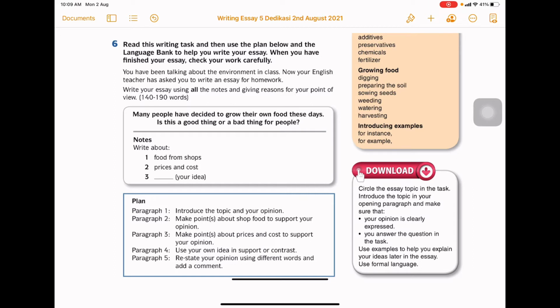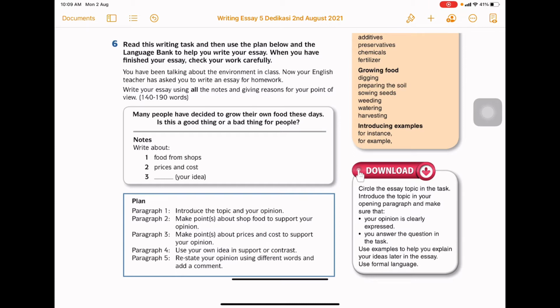Take note that this is an example of a question that you can find in your SPM Paper 2 later on, question 2, which means this is a guided writing. It is the next question that you have to write after your email or letter. You need to take note of the additional information given outside the box as well. The information given is that you have been talking about the environment in class. So basically this topic is about the environment.